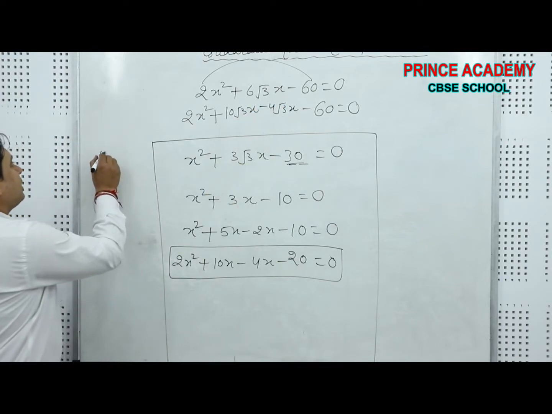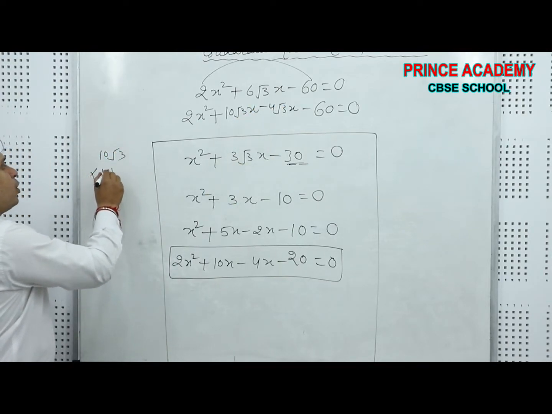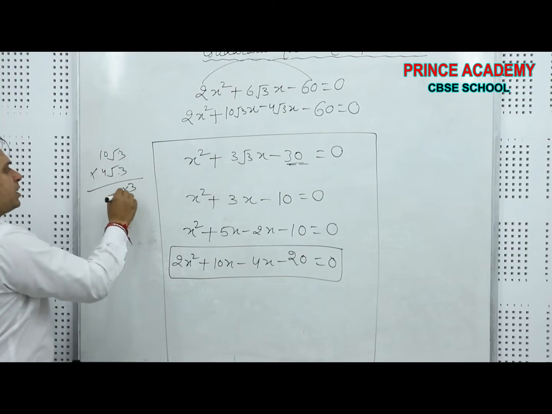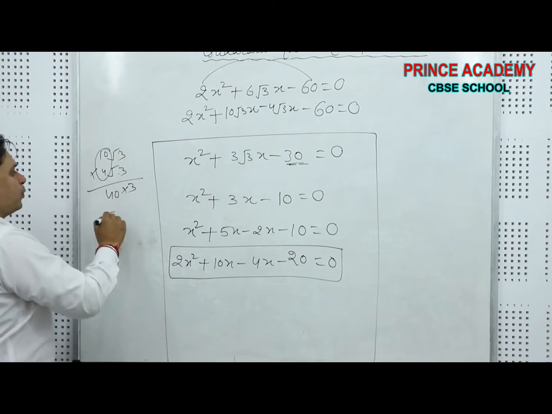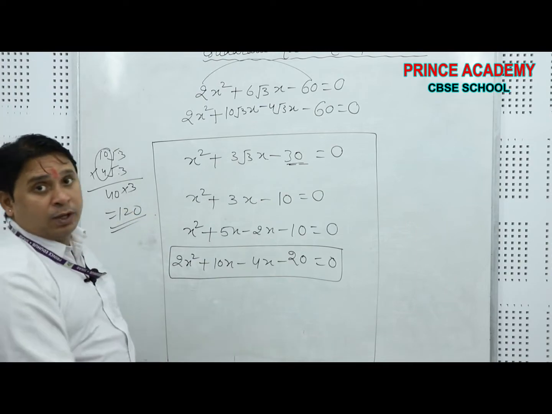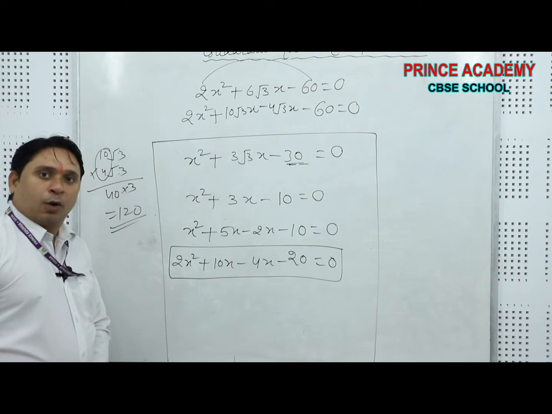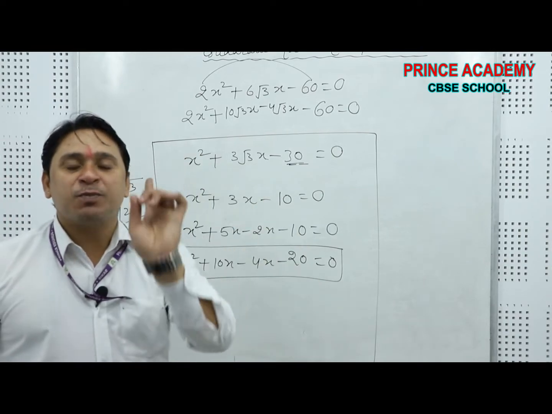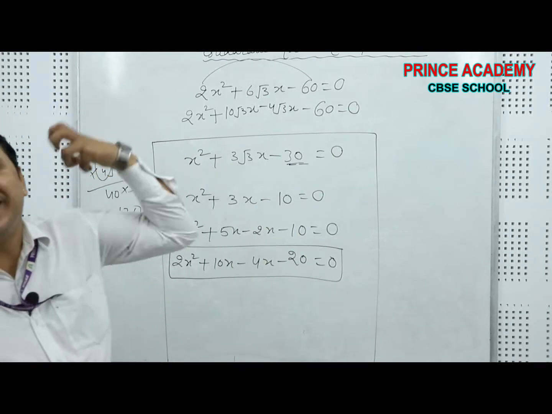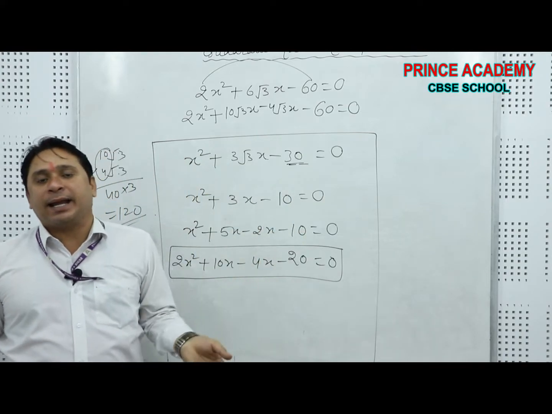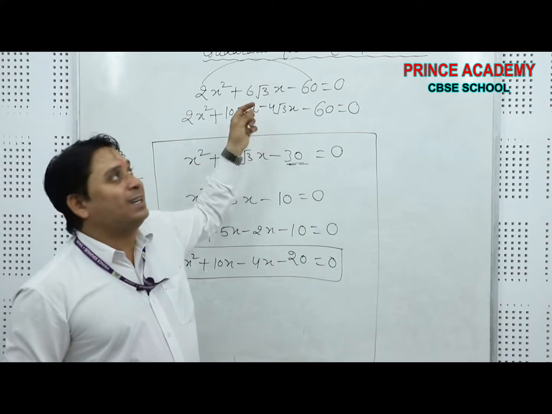See beta, 10 root 3 into 4 root 3. Root 3 into root 3 is 3. 10 4s are 40, so the output is 120. Yes or no? Output is 120. Done? Okay.